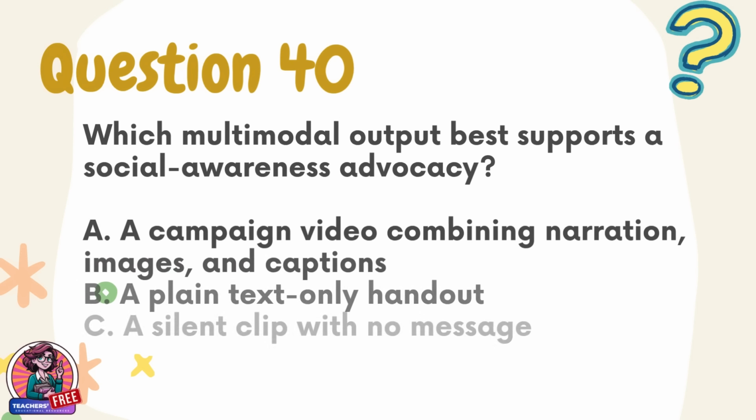Question 40. Which multimodal output best supports a social awareness advocacy? A. A campaign video combining narration, images, and captions. B. A plain text-only handout. C. A silent clip with no message.